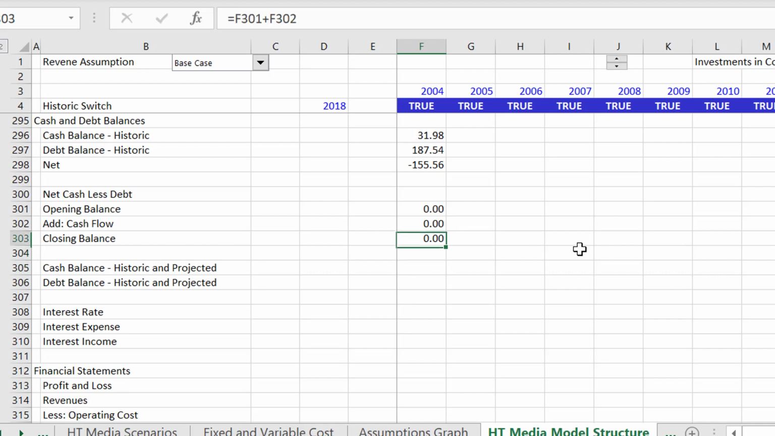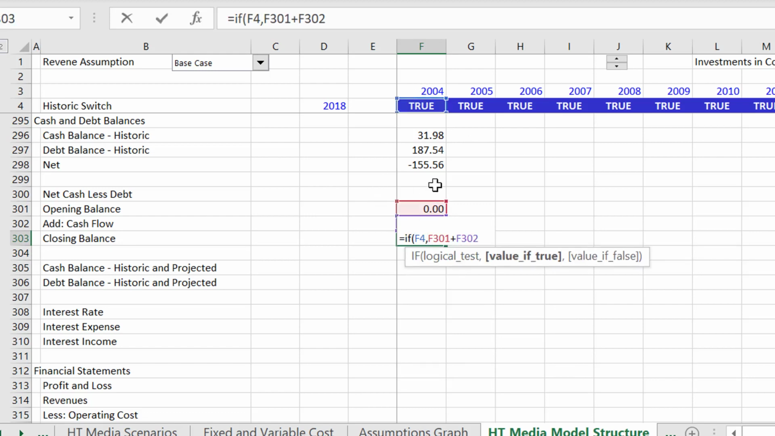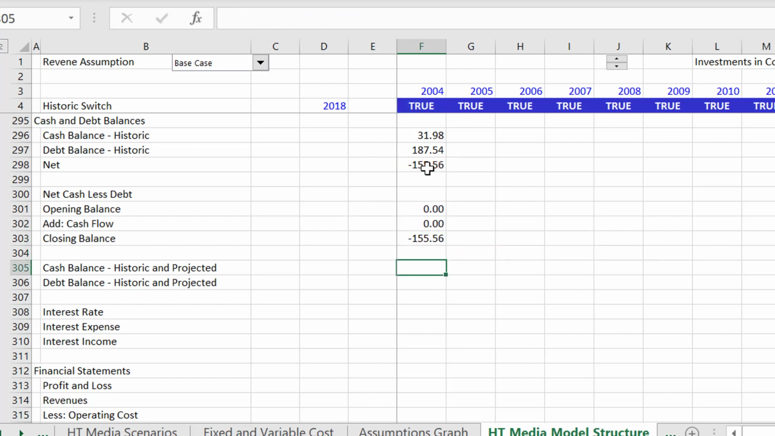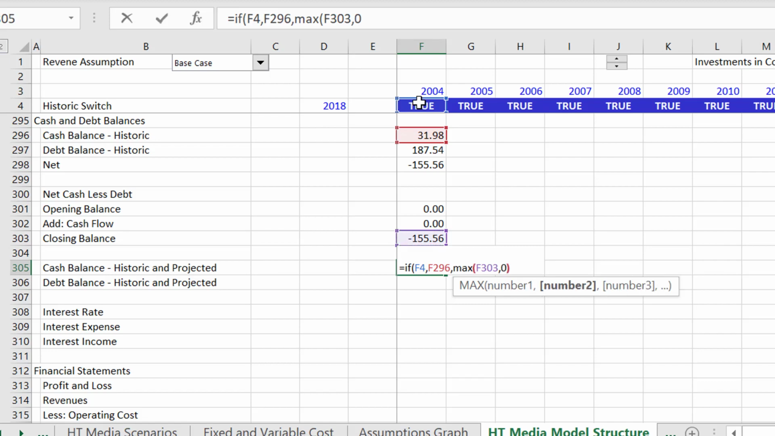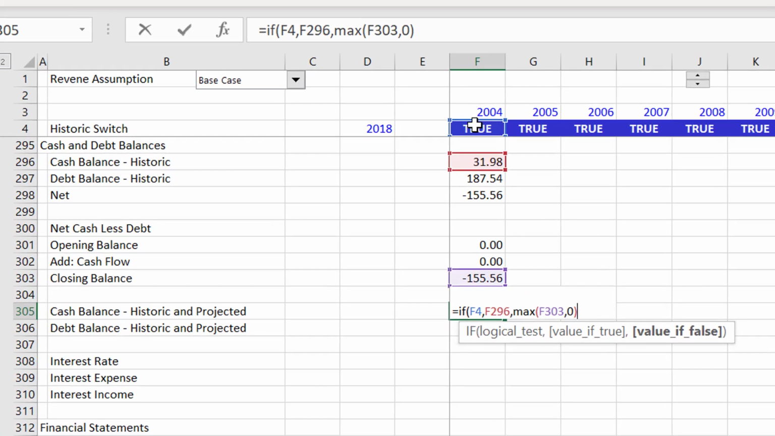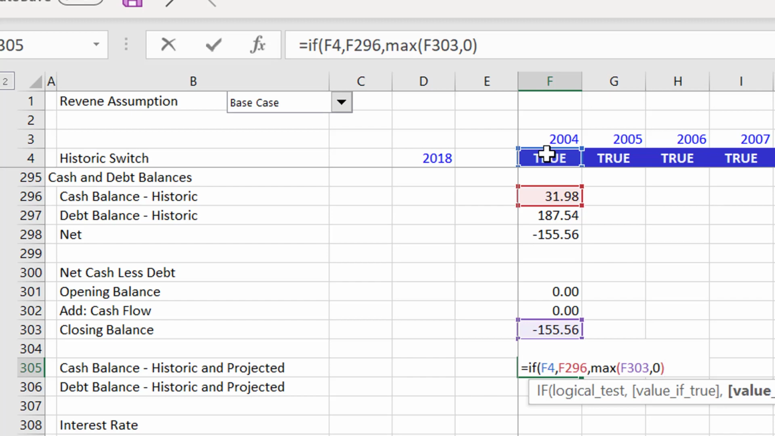Now, I've got to adjust this, of course. If it's the historic period, we'll just put the actual amount in. And that's another way that the whole model will work. If you have to add another historic year in, it will all be automatic. Now, if this is true, then let's just take the actual cash balance. Otherwise, let's take the maximum of this or zero. Maximum just says if it's positive, take it.